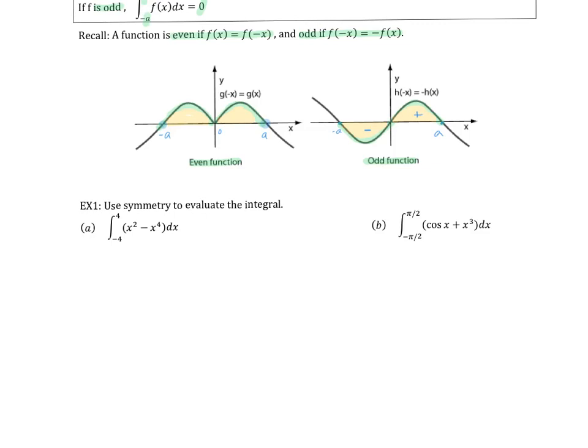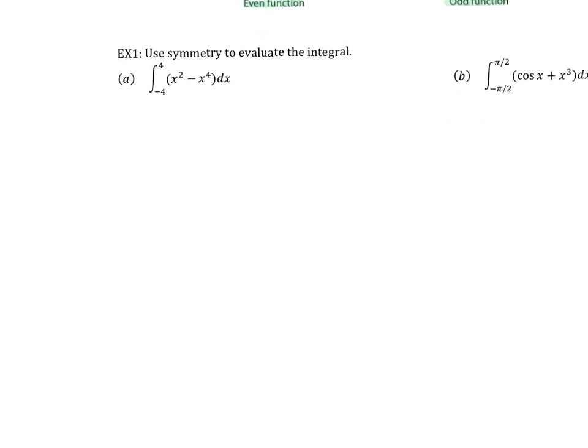We're going to use this idea of symmetry in the next example. In example 1, my limits of integration are negative 4 to positive 4. The integrand is x squared minus x to the 4th. Now this is actually an even function.